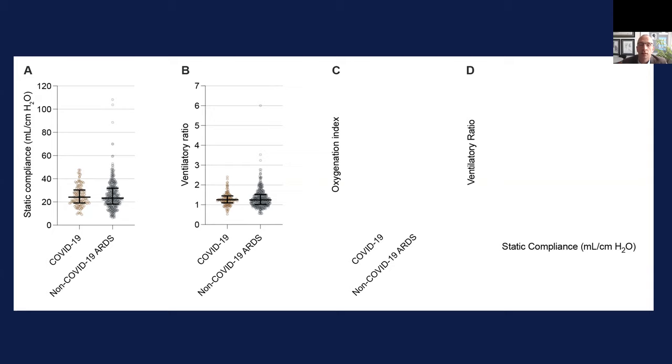So the question is, are they further along in the disease process? And at least in terms of severity of lung injury, no. So this is oxygenation index, which is like P to F, but it takes into account mean airway pressure. And there was no difference between the COVID-19 patients and the non-COVID ARDS patients. So in terms of oxygenation, ventilation, and respiratory mechanics, you cannot tell the difference between patients with COVID-19 hypoxic respiratory failure and what we would have called ARDS before all this.